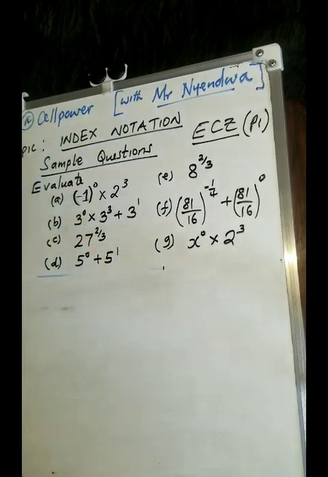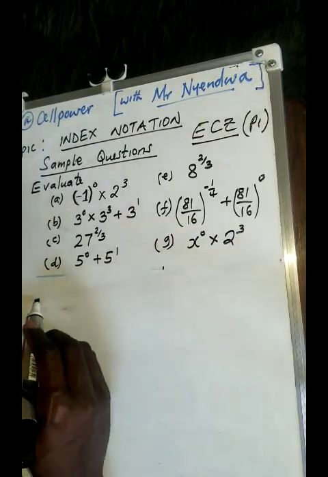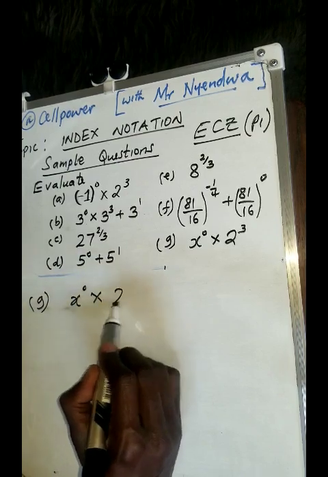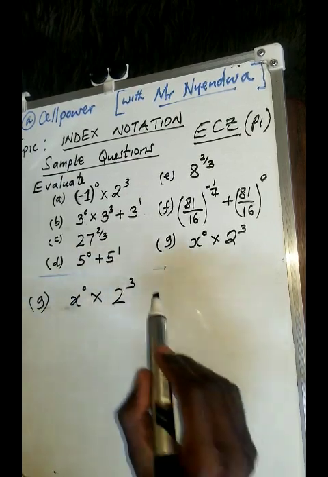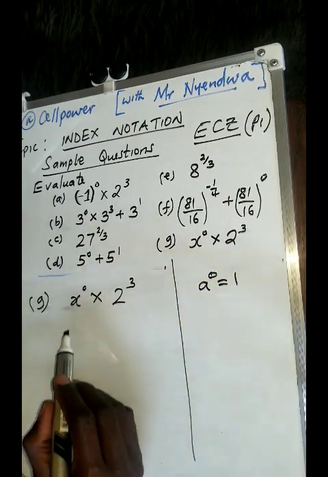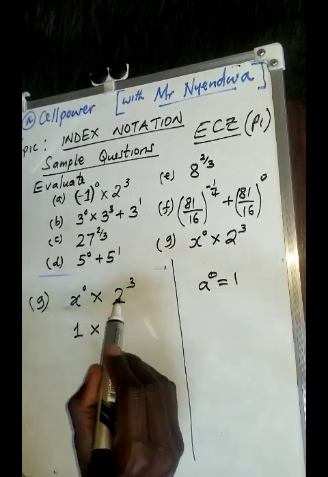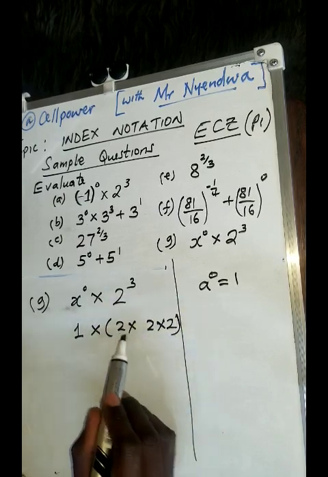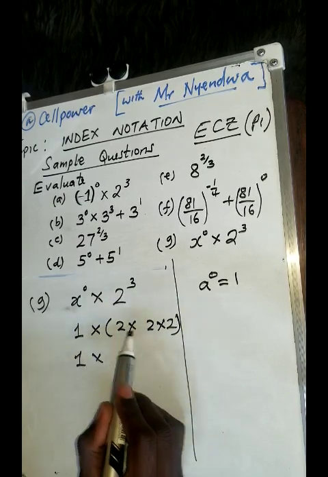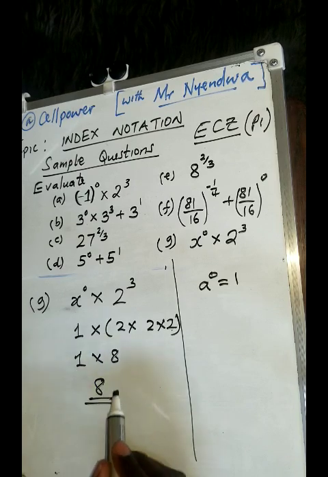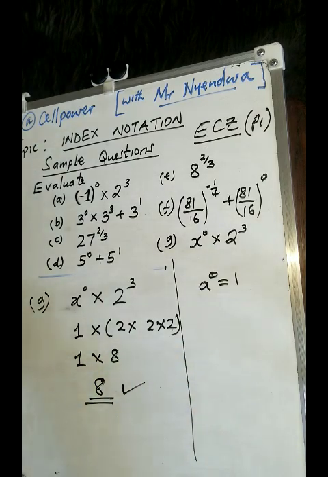Let's look at the G part there. So the G part there says x raised to the power 0 multiplied by 2 raised to the power 3. Remember, any number raised to the power 0 is a 1. So x raised to the power 0 is a 1 times, what does that mean? It means 2 times 2 times 2. And of course it would be 1 times 2 times 2 times 2 gives us 8. 1 times 8 will give us 8. So that is the way you can go about it.